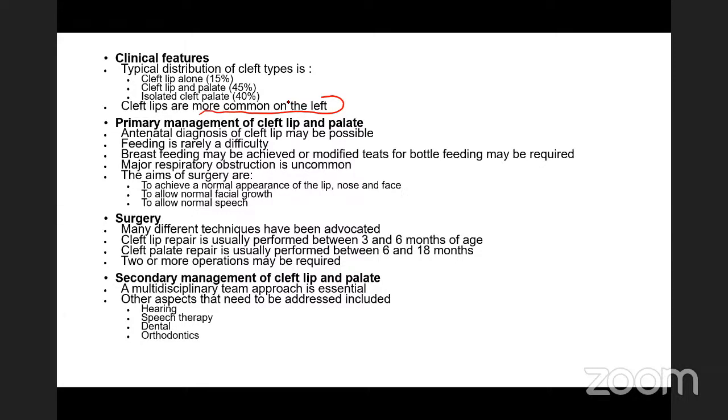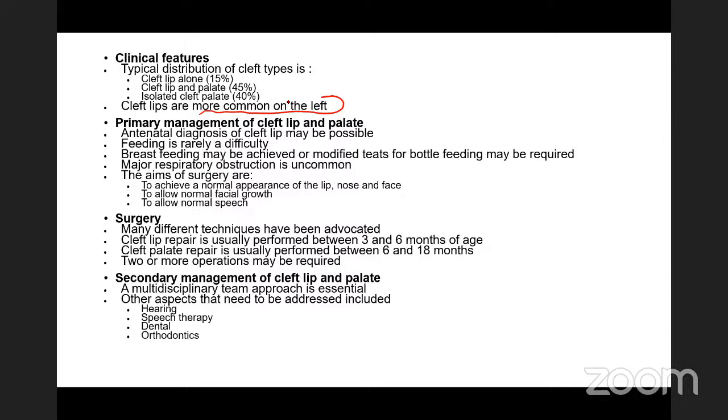Now, primary management of cleft lip and palate. Antenatal diagnosis of cleft lip may be possible. Feeding is rarely a difficulty. Breastfeeding may be achieved, but a modified teat for bottle feeding may be required. Major respiratory obstruction is uncommon. The aim of surgery is to achieve normal appearance of the lip, nose, and face, allow normal facial growth, and allow normal speech, okay?